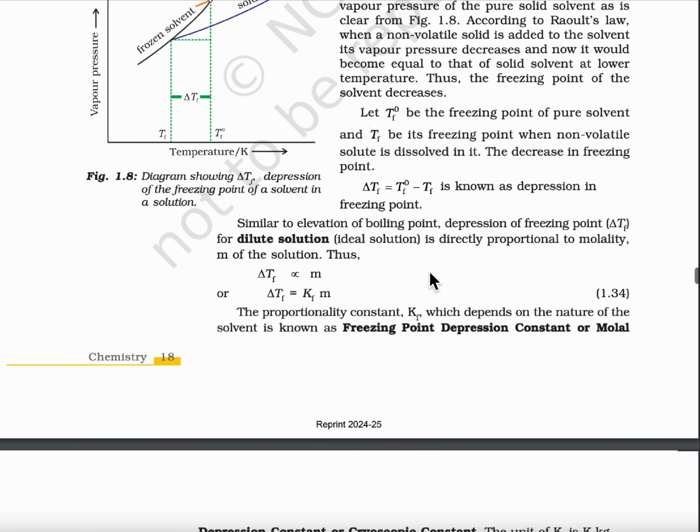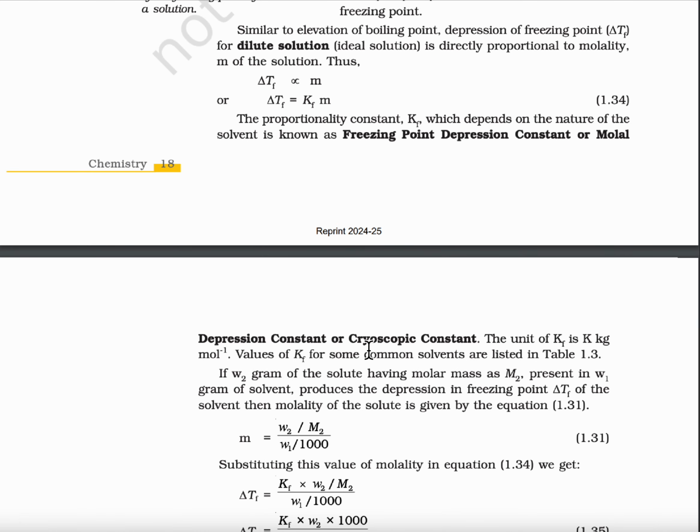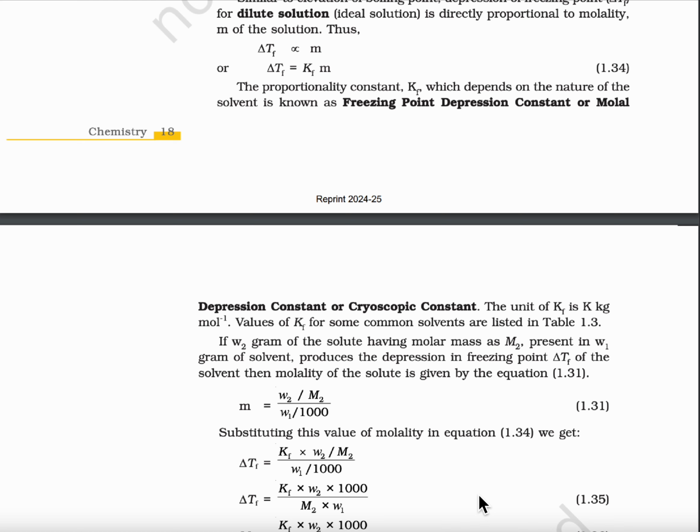This is known as depression in freezing point. Similar to elevation of boiling point, the depression of freezing point delta Tf for a dilute solution is directly proportional to the molality m of the solution. For dilute solutions, through experiment they have found that delta Tf is directly proportional to molality, and they have added this proportionality constant Kf, which is the freezing point depression constant or molal depression constant. The unit of Kf is again Kelvin kg mole inverse, similar to Kb. Values of Kf for some common solvents are listed in table 1.3.